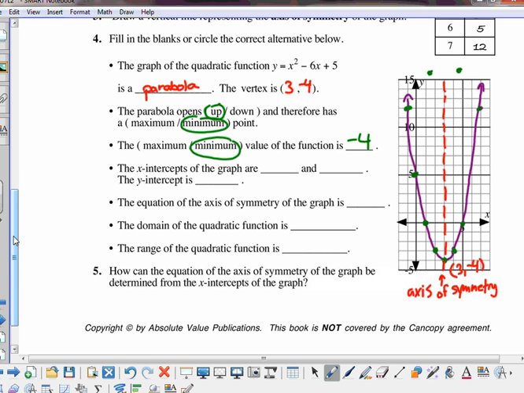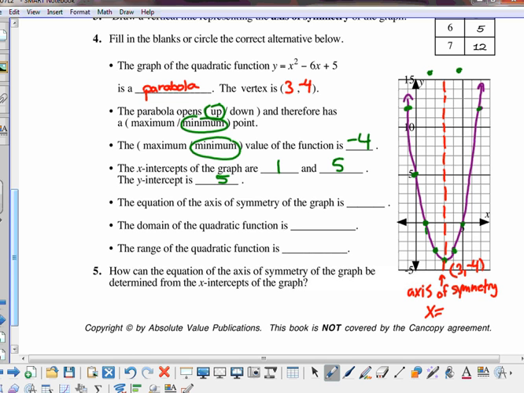So what's the values here? This is 1, 2, 3, 4, 5. So the x-intercept is where we cross the x-axis. So 1 and 5. And the y-intercept is where it crosses the y-axis. 5. Okay. So the equation of an axis of symmetry, remember it's a vertical line, and all vertical lines have an equation of x equals a number.